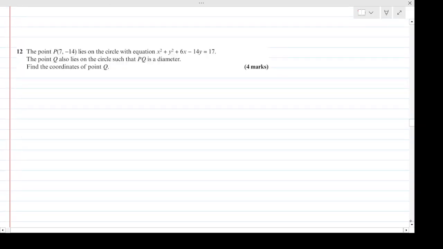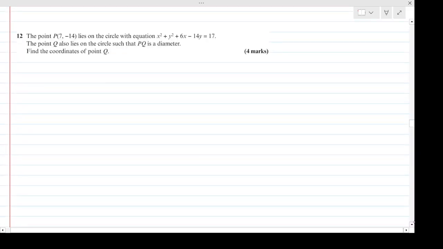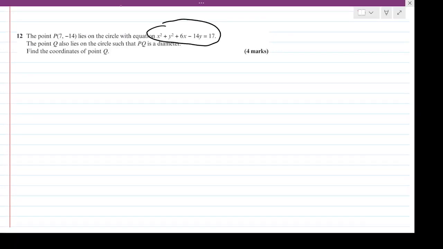Let's have a look at this. The point P, (7, -14), lies on the circle with equation this. Okay, so think about how we're going to deal with that. Complete the square. The point Q also lies on the circle such that PQ is a diameter. Okay, so firstly, if you're given a diameter PQ, let's just draw the line PQ.